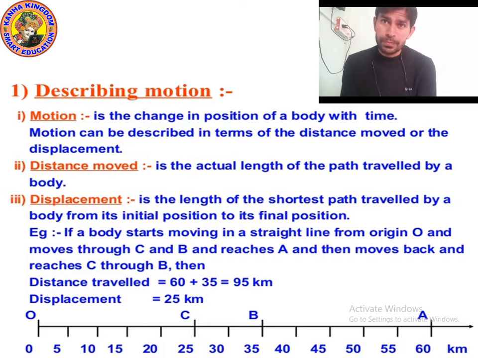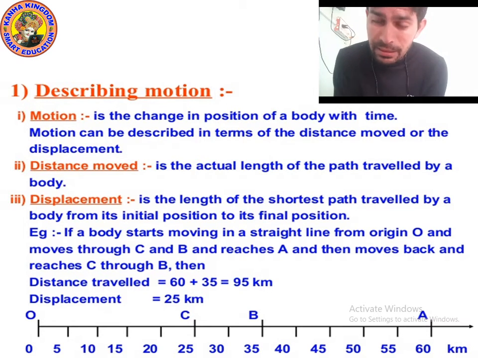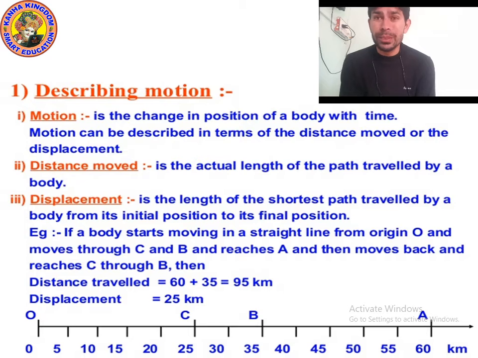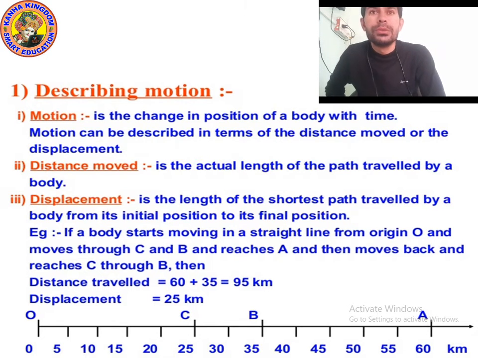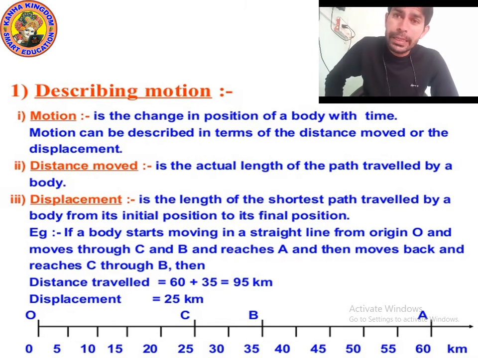If I tell you to go directly by the shortest path, what will be the shortest path? The shortest path to reach point C is from O to C, and the length of O to C is 25 kilometers. You need not go to A, then B, then C. So displacement is the shortest path. Here we get the value 25 kilometers. Am I right? So in this way you can get the value.